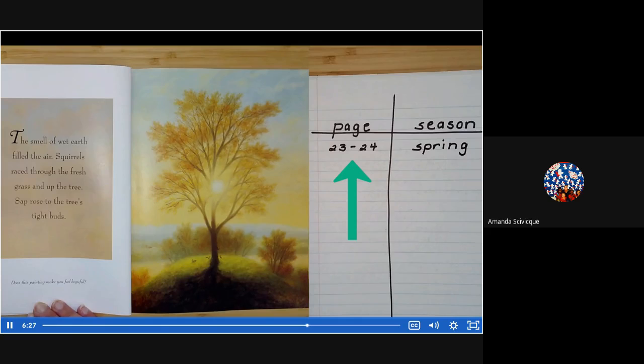I read page 23, and I also looked at the painting on page 24 that confirmed what I read on page 23. Pause here to set up your journal with a T-chart for page and season, and then just hit play when you're ready to continue.